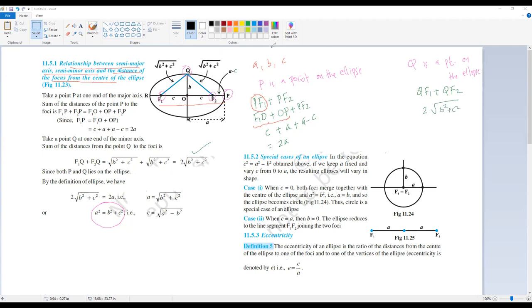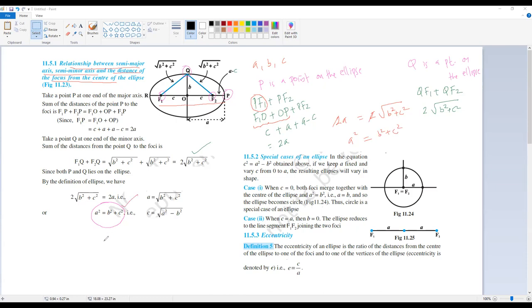But we know that in an ellipse, if you take any point on the ellipse, the sum of its distances from the two fixed points, the foci, must always be constant. That means this 2A and this 2 under root B square plus C square will be the same. If this is 10, then this must also be 10, because that is the definition of the ellipse. The definition of the ellipse is: it is a collection of all points in the plane in such a way that the sum of the distances from these two fixed points is always a constant. So both must be the same. The 2 cancels from both sides, and squaring, you will get A square is equal to B square plus C square.